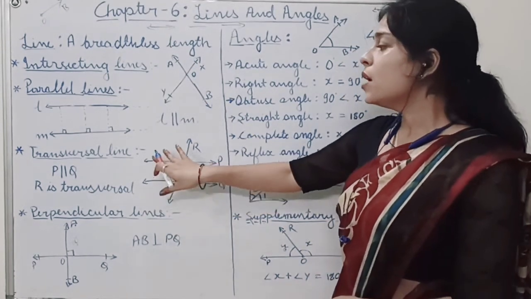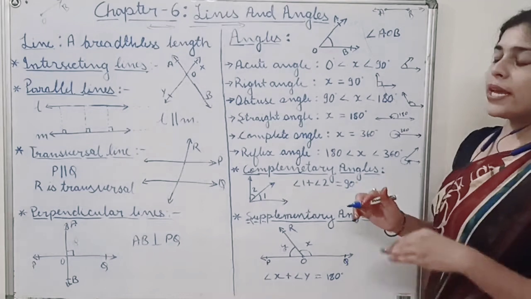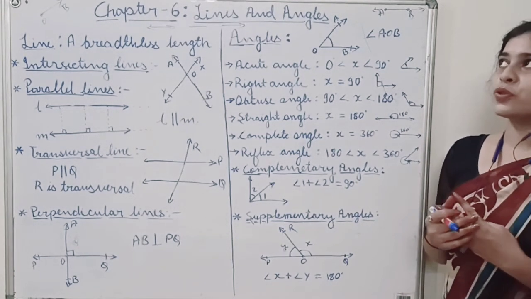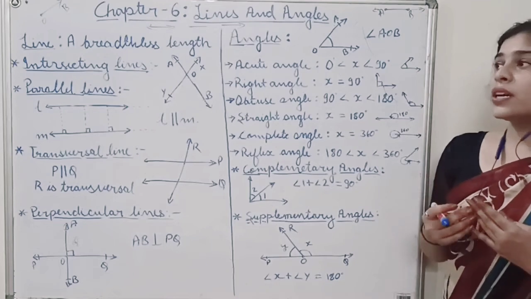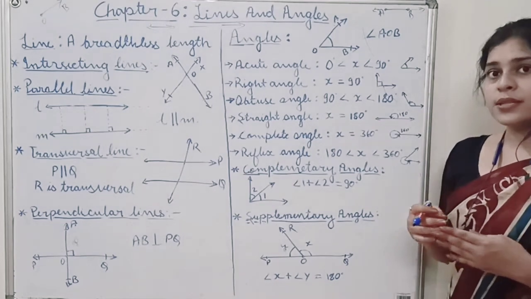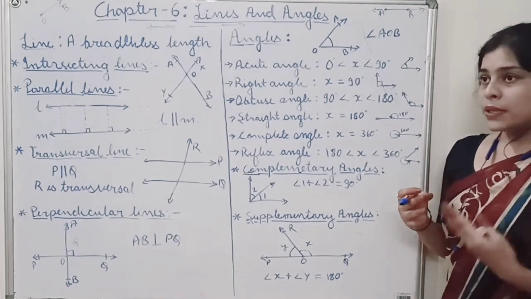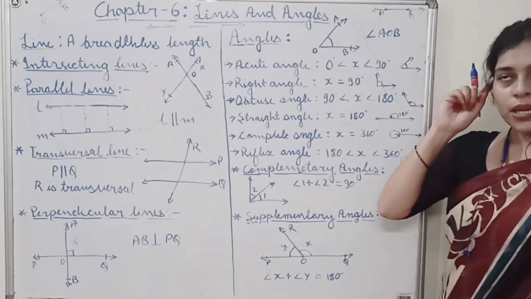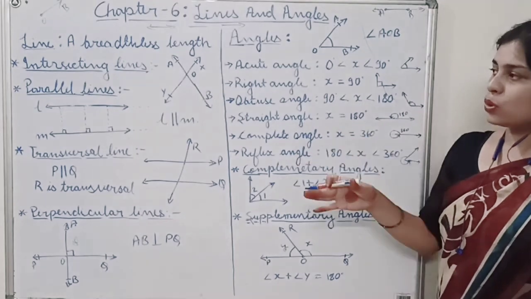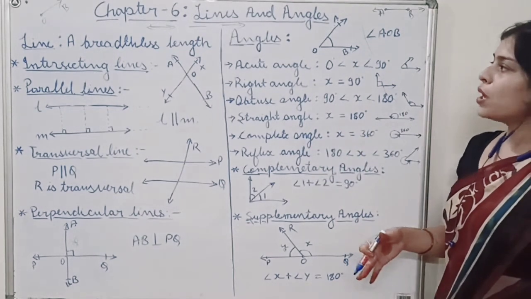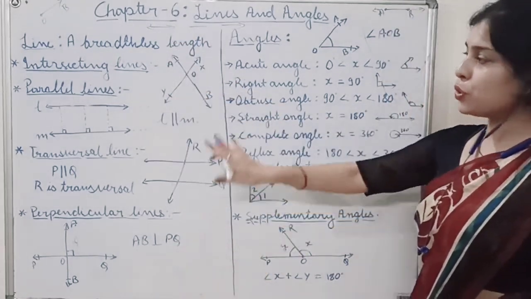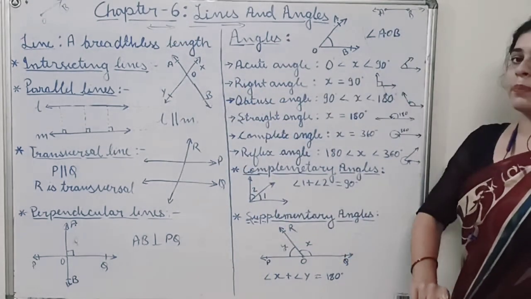Further, after this introduction part, we will study some properties of intersecting lines, parallel lines and transversal lines. Like you have studied in previous classes, in the geometry portion, what are vertically opposite angles, corresponding angles, alternate interior angles, and many more things. We will be discussing those things in the next video. These were the basic things about lines which we should know before starting this chapter.